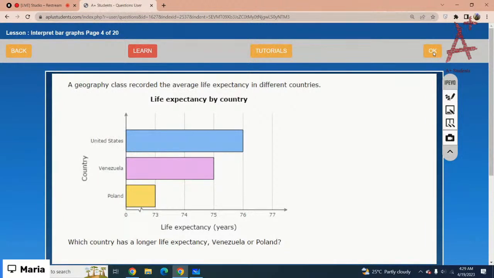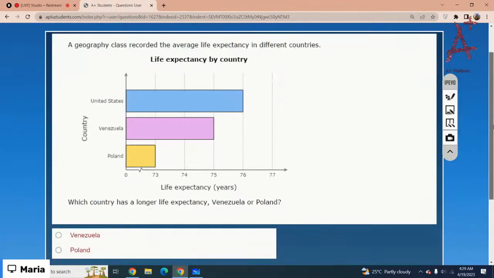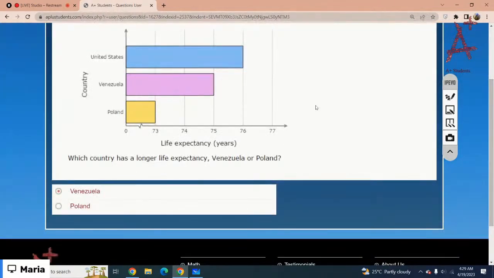A geography class recorded the average life expectancy in different countries. Which country has a longer life expectancy, Venezuela or Poland? So here is Venezuela, it has 75% life expectancy, and here is Poland, that would be 73. So obviously Venezuela has more life expectancy. Got it?